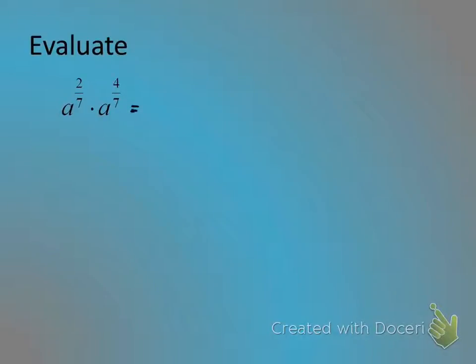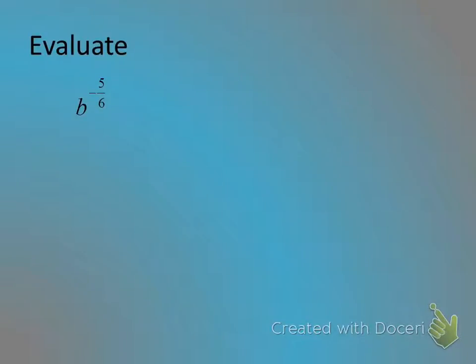When you multiply bases, what do you do with those exponents? You add them. Don't overthink it. It's 8 to the 6/7. Now we're going to get a little tougher.